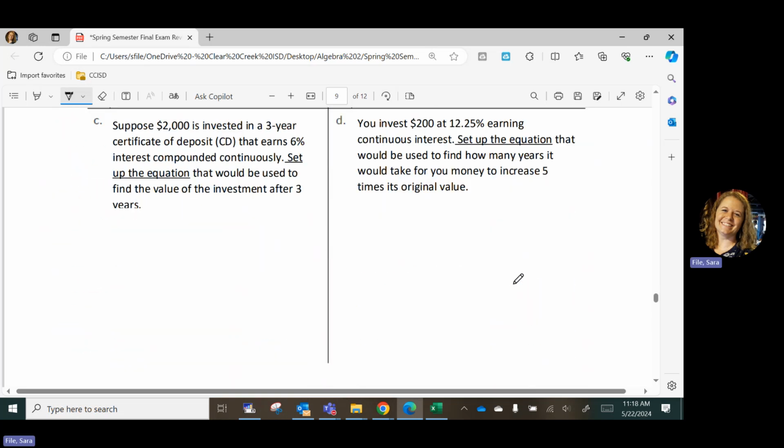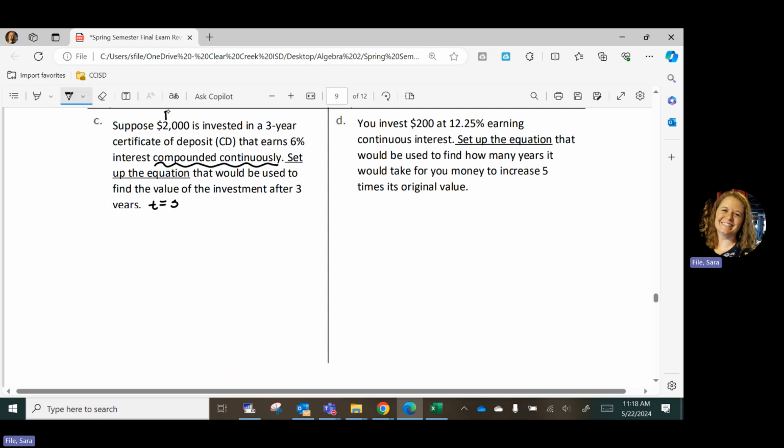All right, with C, it says suppose $2,000 is invested in a 3-year certificate of deposit. It's called a CD. It earns 6% interest compounded continuously. Keywords there, continuously. So we're using PERT. We're going to set up the equation that would be used to find the value of the investment after 3 years. So 3 years, that means T is 3.